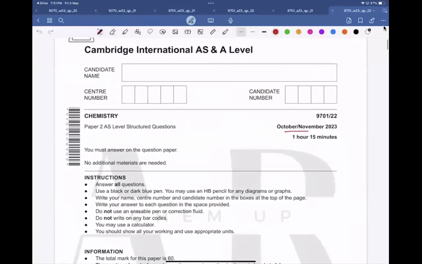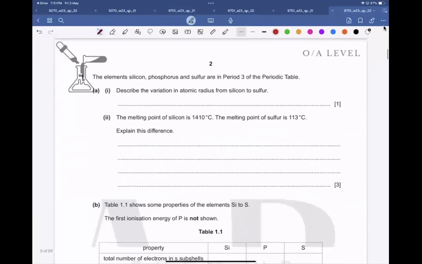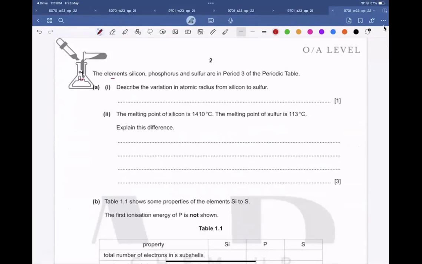Today we are going to start October 2023, paper 2-2. Let's start with question number 1. The elements silicon, phosphorus, and sulfur are in period 3 of the periodic table. Describe the variation in the atomic radius of silicon to sulfur.